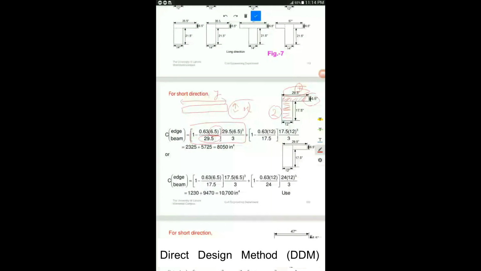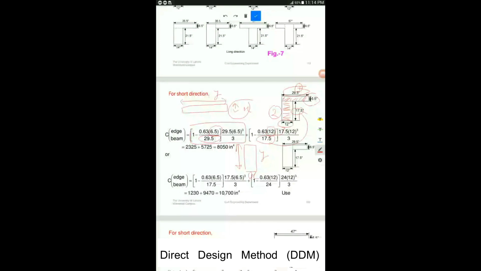I'm going to draw the second rectangular component here. This one is the second rectangular component, as you can see. So it's very clear that this is 17.5 inches and this is 12 inches. So this will be X here, the smaller dimension, and this will be Y here, the longer direction. So 1 minus 0.63 into X. X will be the shorter dimension, which is 12 inches, and 17.5 is the Y direction.